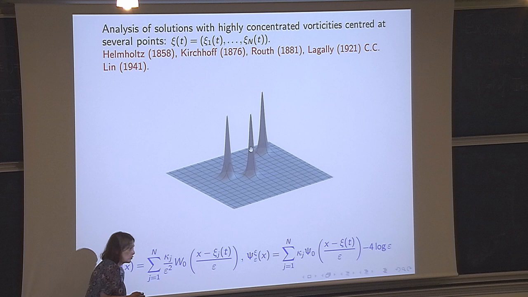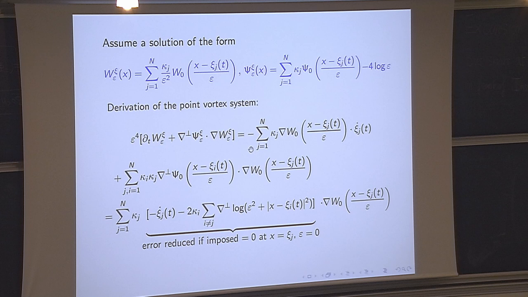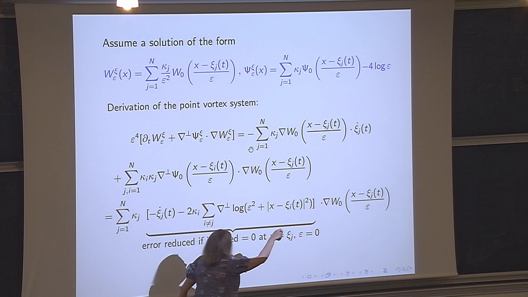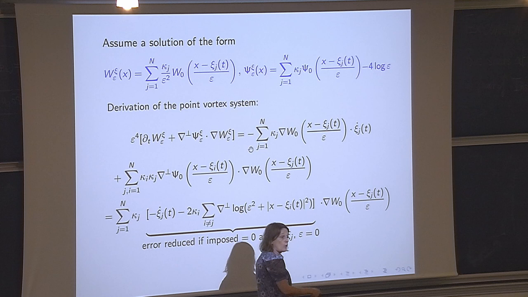So let me try to see with you what is the good choice or the necessary choice for the points xi j, for the centers. So let me say w epsilon xi and psi epsilon xi. I want this to be a good approximate solution to the Euler equation. What do I do? I take them and I plug them into the equation. And just for practical reasons, I multiply the equation by epsilon to the power 4, and I compute. So let me compute the dt of w epsilon xi. You get the gradient of w. Well, w0 comes with 1 over epsilon squared. You take the gradient, you get 1 over epsilon squared. You take the derivative of psi, you get 1 over epsilon squared, but you multiply by epsilon to the 4, so you don't see any epsilon to anything here.